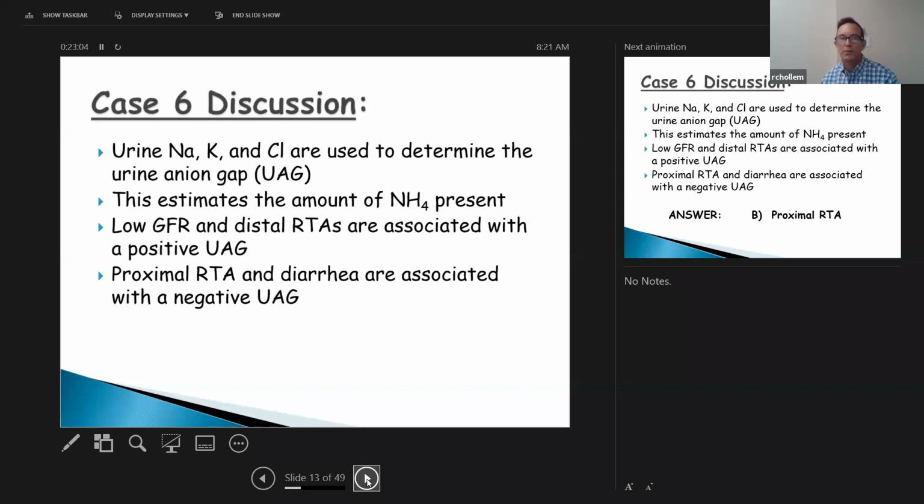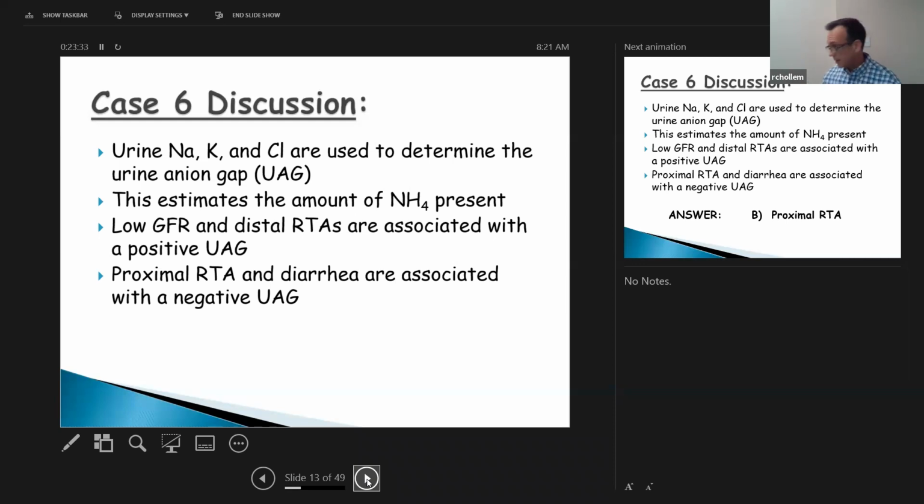It's not 100%. It estimates whether hydrogen is present in the form of ammonium. A low GFR from renal failure and distal RTAs are associated with a positive gap. And it's proximal RTA and diarrhea that have the negative gap. Okay, so I'm acidotic and I'm peeing out hydrogen. Then you've either missed the history of diarrhea or it's proximal.